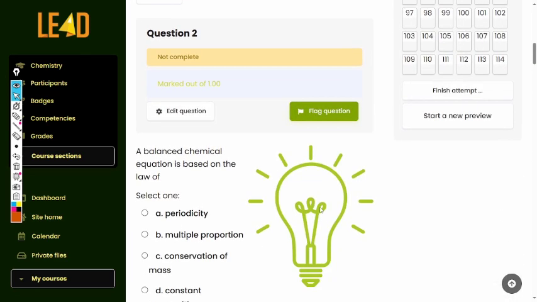Okay, question 2. A balanced chemical equation is based on the law of. Let's write a balanced equation and explore the principle behind that. So if we have, for instance, the Haber process, when nitrogen reacts with hydrogen to give ammonia.